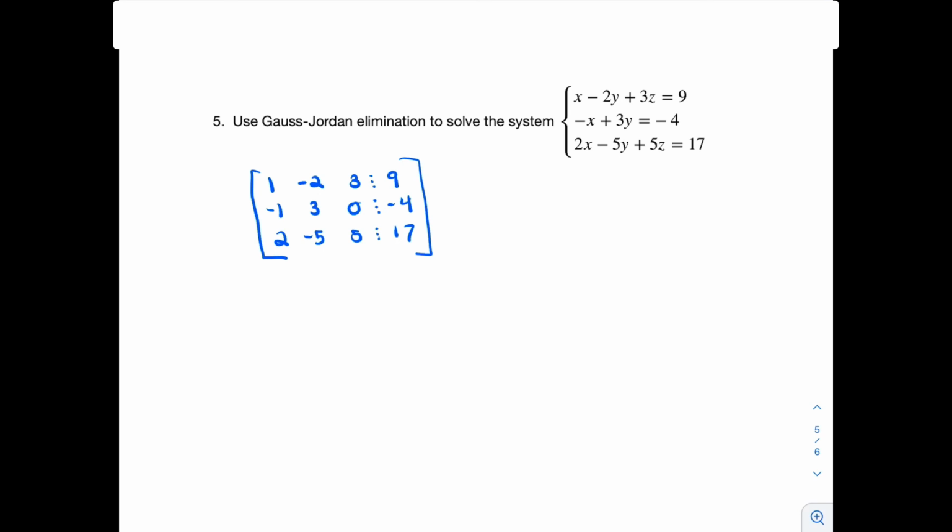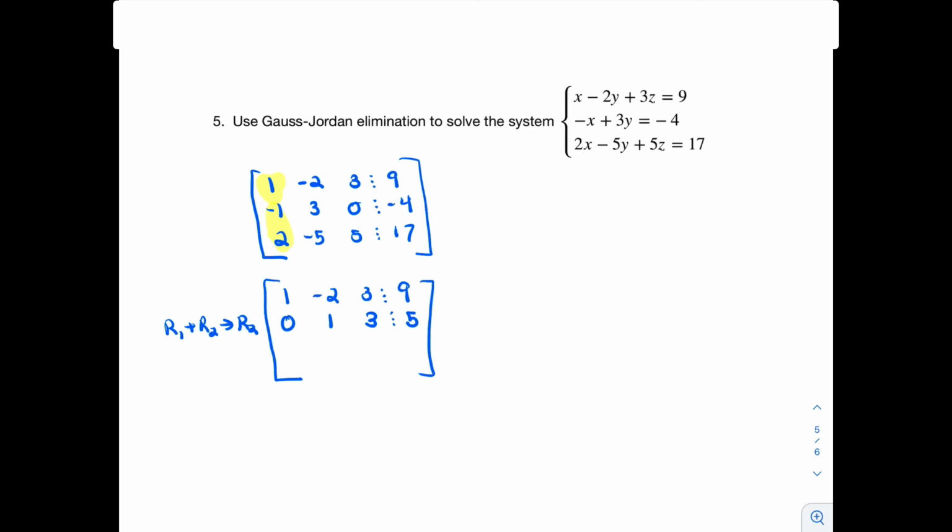Okay, so now that I have my augmented matrix, I'm going to get my leading one in my first column, first entry, which I already have. And so my next step is to get all zeros in the entries below that. So column 1 should be 1, 0, 0. To get 0 in this second row, I'm just going to add row 1 and row 2 together to get my new row 2.